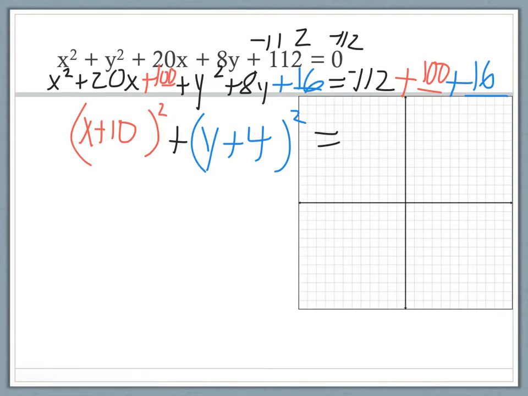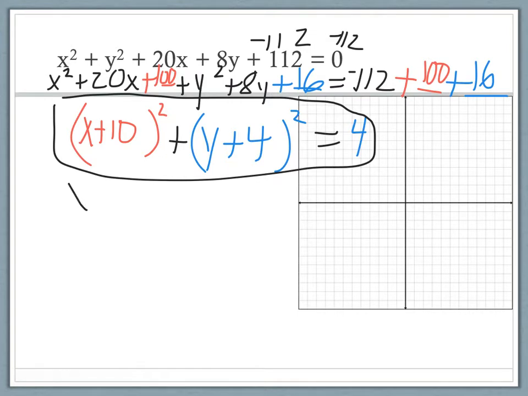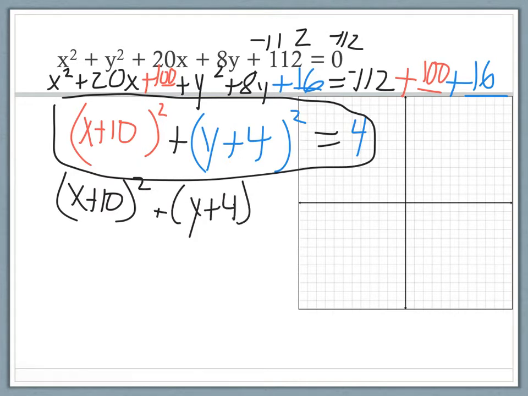Negative 12 plus 16, that's going to give me a positive 4. Okay. Now, if I look at this, I can actually graph this. I'm going to rewrite it so I have a little more space to graph. So I have (x + 10)² + (y + 4)² = 4. Okay, I'm going to erase this so I can actually use my graph.